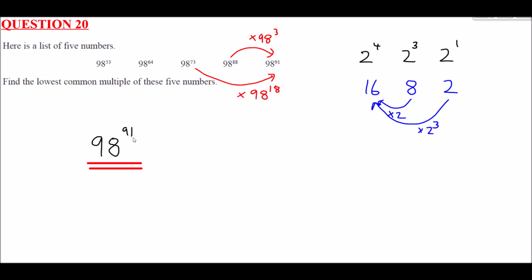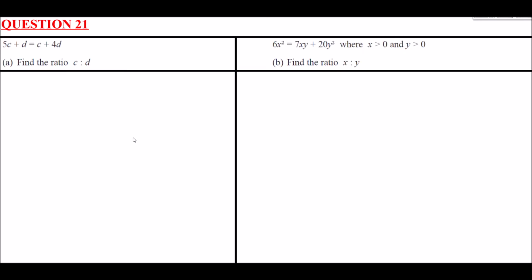Now let's move on to the very last question on the entire paper. So, number 21. We've got this equation, 5c plus d equals c plus 4d. We are now asked to find the ratio of c to d. First of all, what we need is to get one as the subject and in terms of the other.